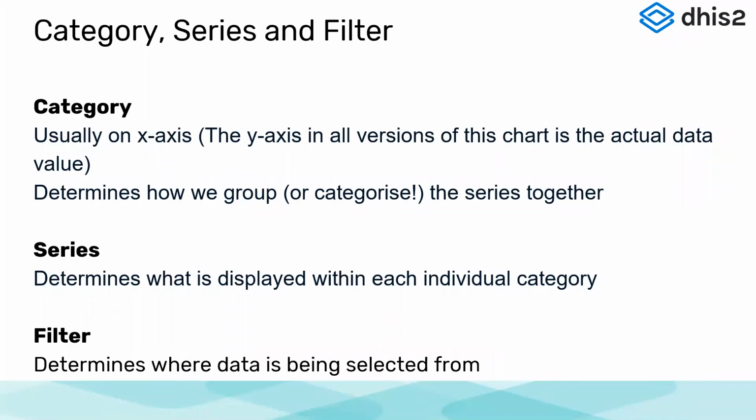So it determines how we group or categorize the series together. So according to the categories, the data is grouped. And series determines what is displayed within each category. So within each category, there will be a component of the series. And the filter is where the data is selected from. That is easy.